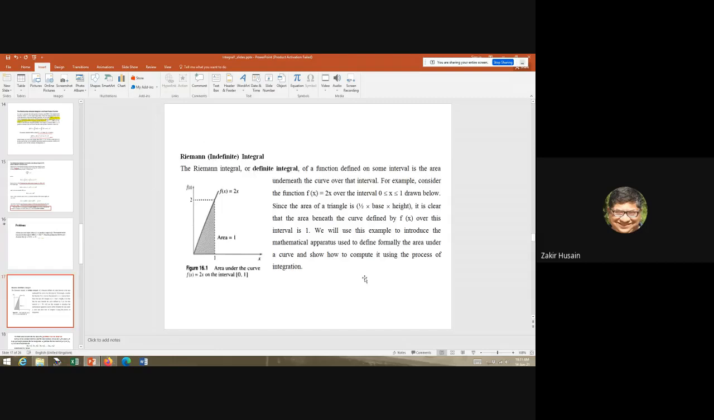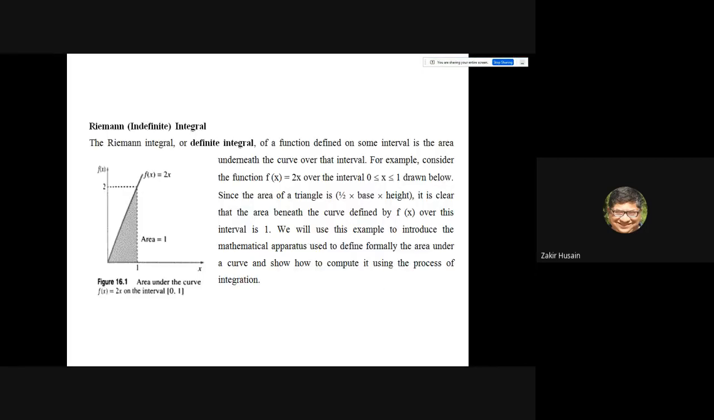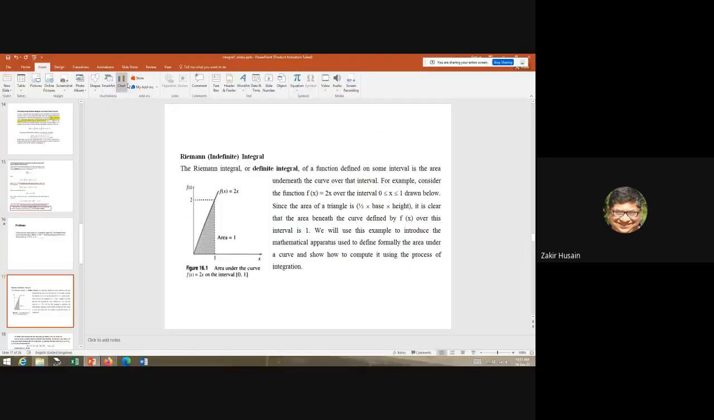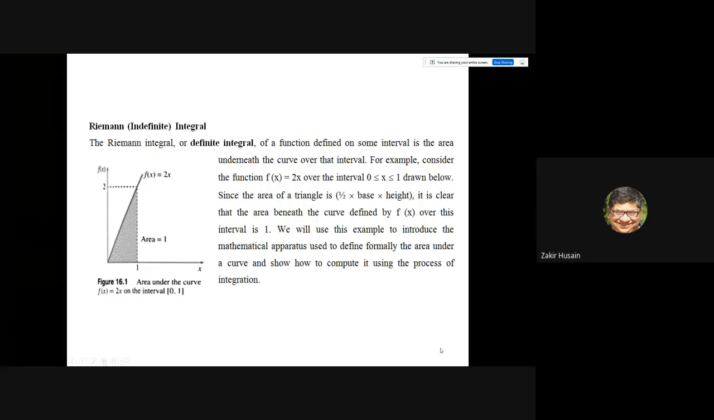আচ্ছা, now let's go to the Riemann integral. Sorry, এখানটা আমার একটু ভুল হয়ে গেছে. This should be definite integral. So the Riemann integral is basically a definite integral.